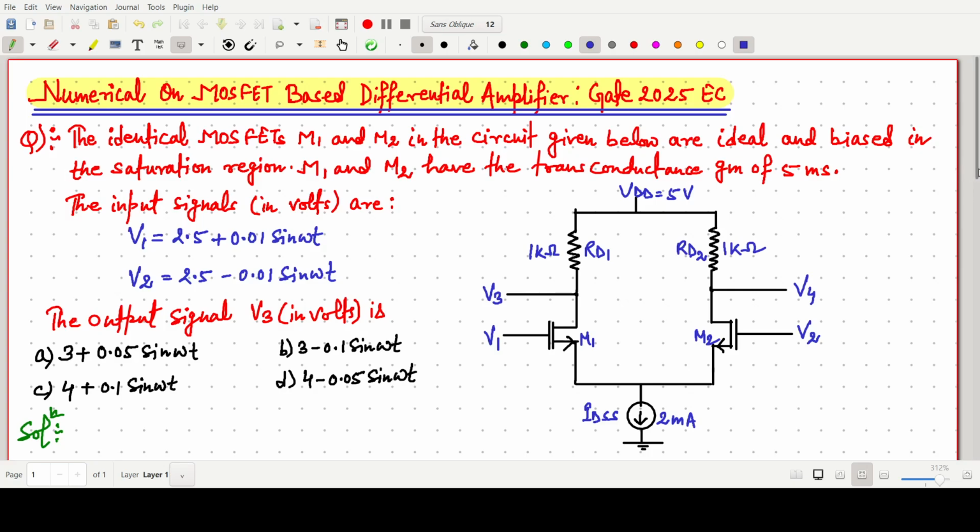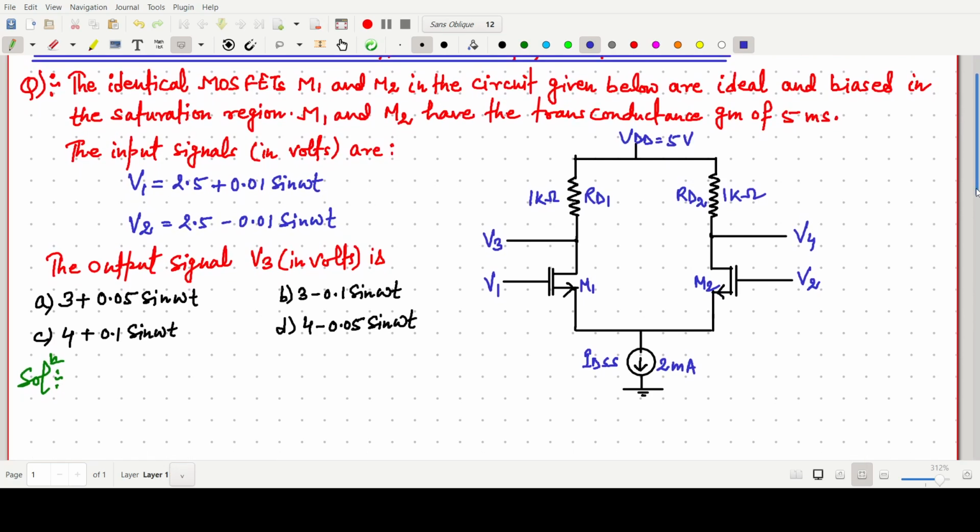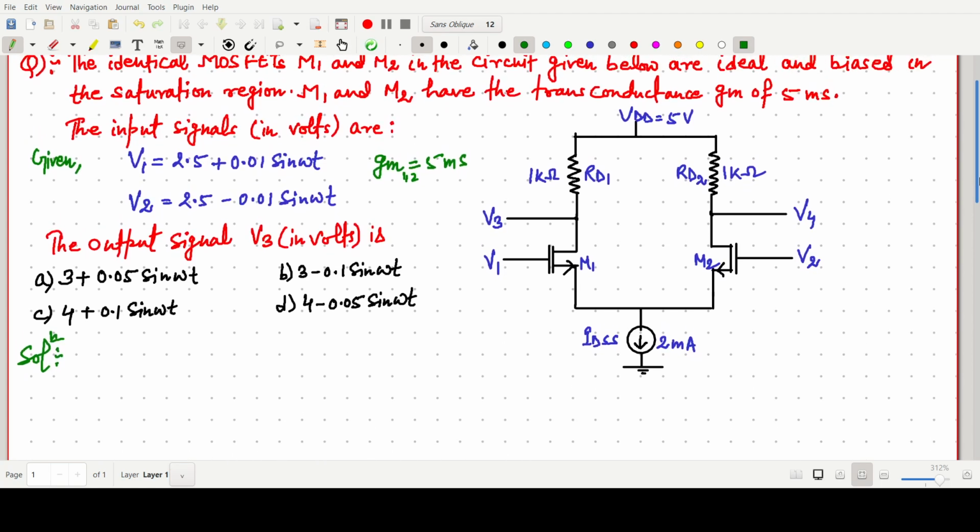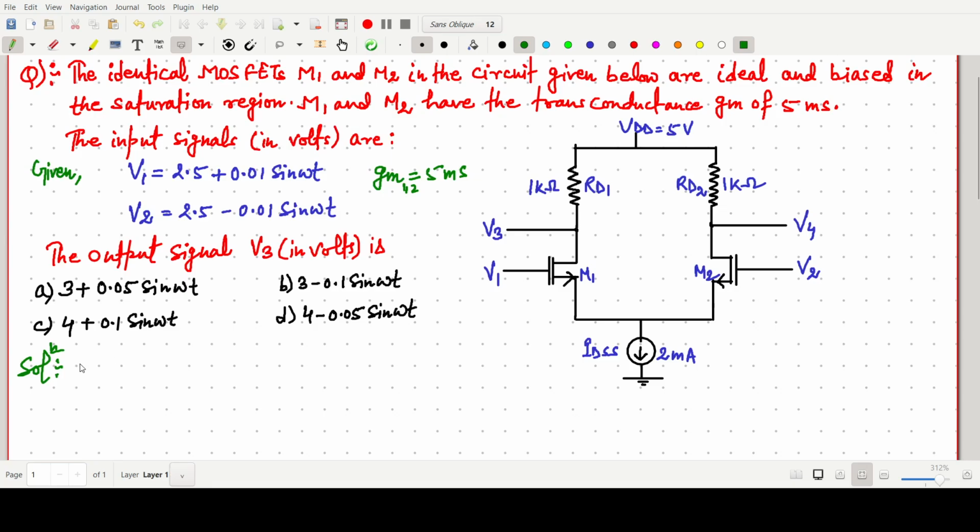So how do we solve this type of problem? First of all, from the question it is very clear that the given things are our input voltages V1 and V2, and the transconductance value gm for both transistors 1 and 2, which is given as 5 millisiemens. We have to find this value of V3. Here two voltages are there, V1 and V2, so we can first find the differential input voltage.